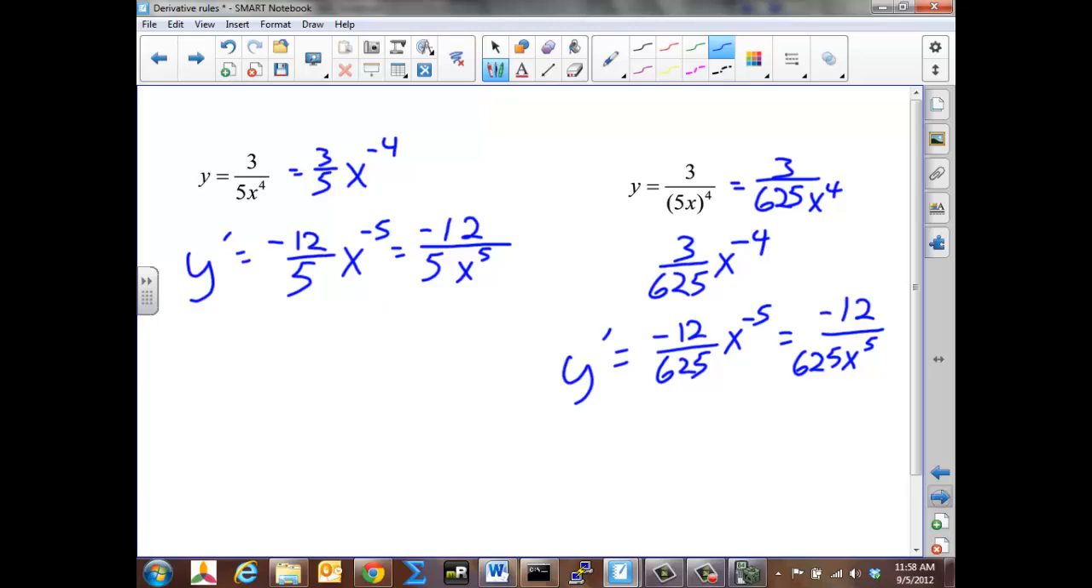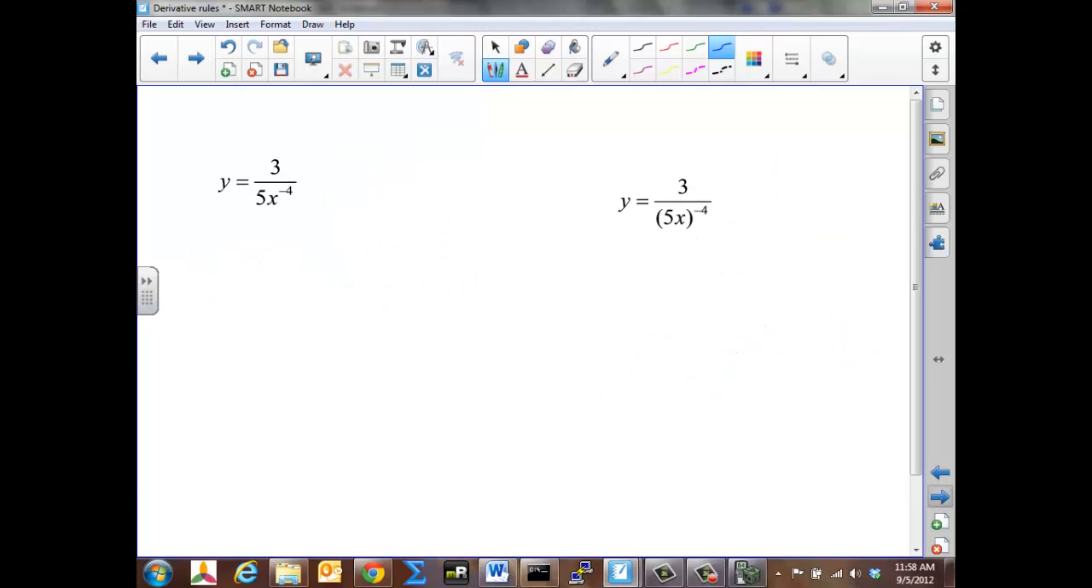Let's look at 2 more problems here. How are these different? Again, we've got parentheses in one of them. In the one on the left, only the x is going to be moved up top, and on the one on the right, both of them are going to be moved up. Very good. So we want to start off here with 3 over 5 x to the positive 4 now.